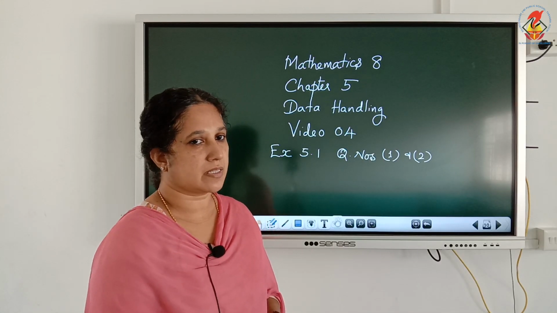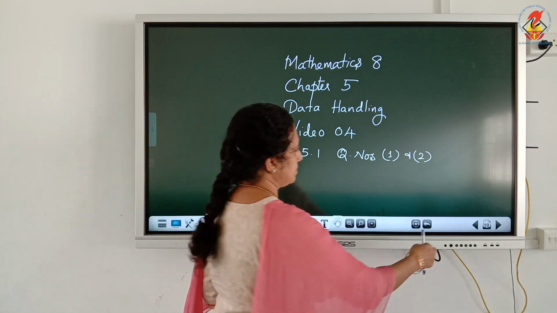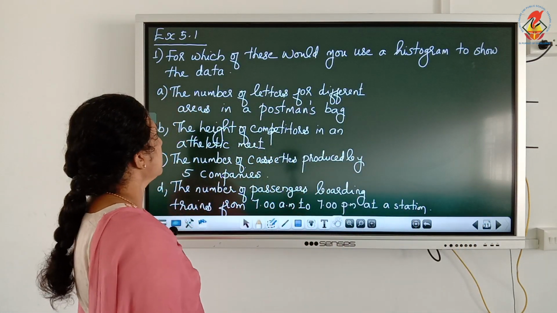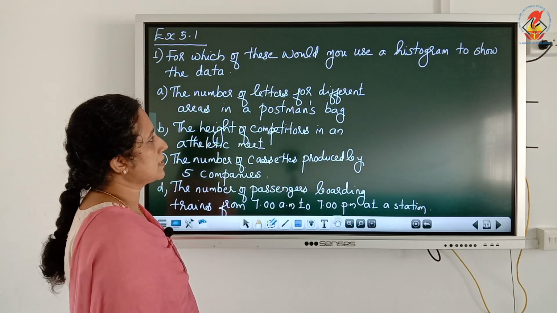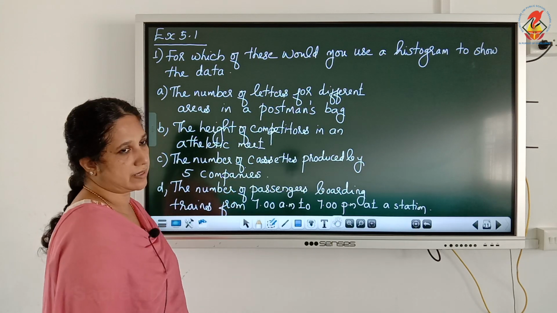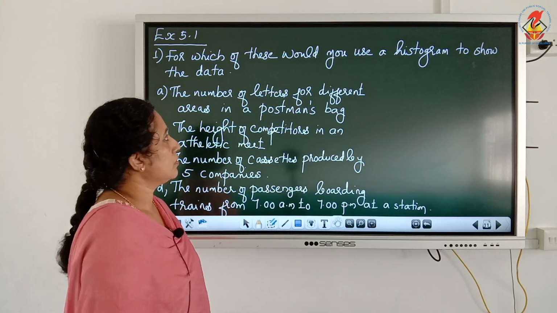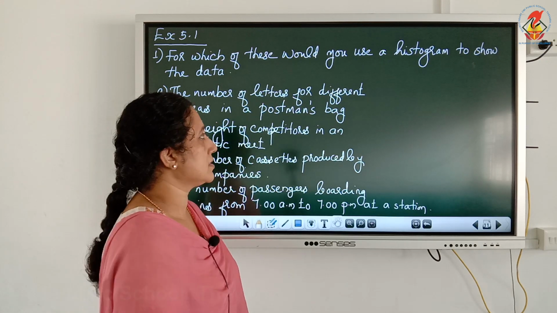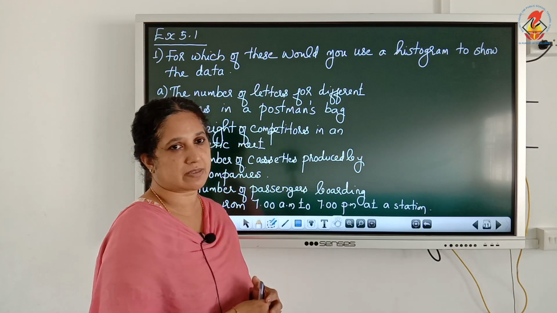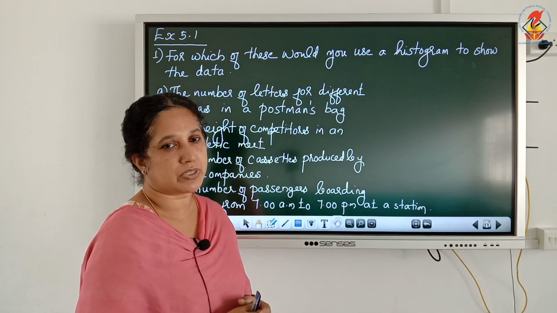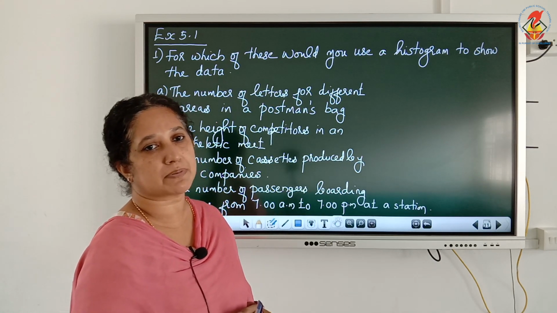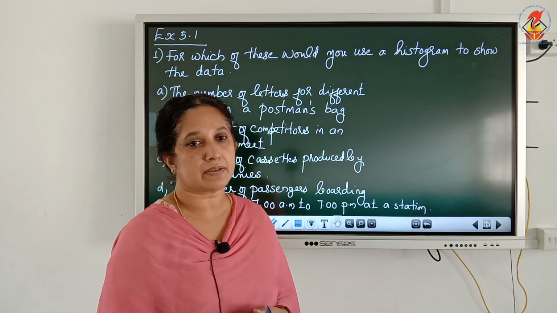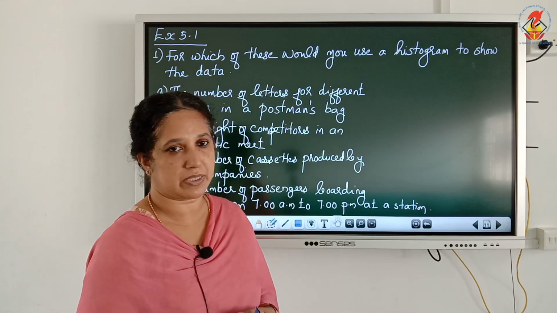We are going to start exercise 5.1. Now question number 1. For which of these would you use a histogram to show the data? Can you draw a histogram for the given data? That is the question. So histogram means it is the graphical representation of grouped frequency distribution.